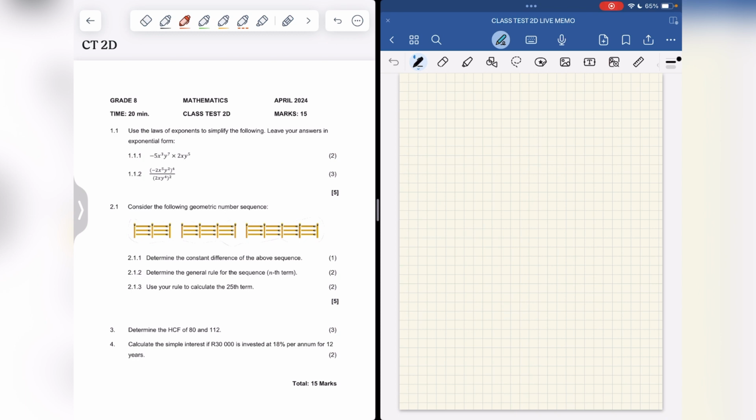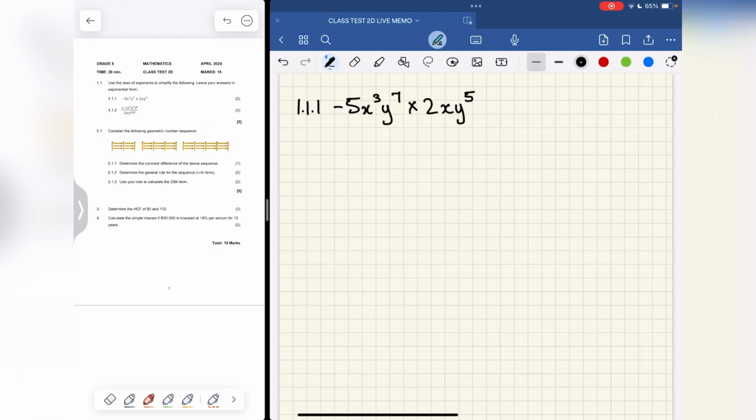We will get straight into number 1.1, dealing with the laws of exponents once again. So use the laws of exponents to simplify the following. Leave your answers in exponential form. 1.1.1, we have negative 5x to the power 3, y to the power 7, times 2x, y to the power 5.